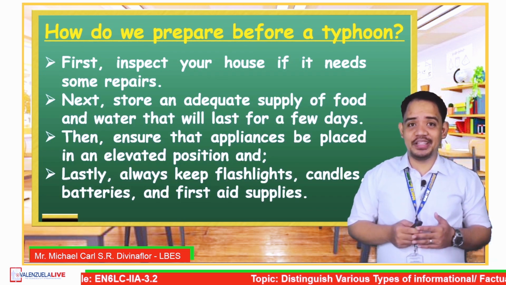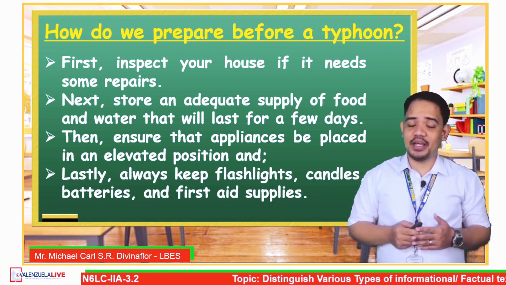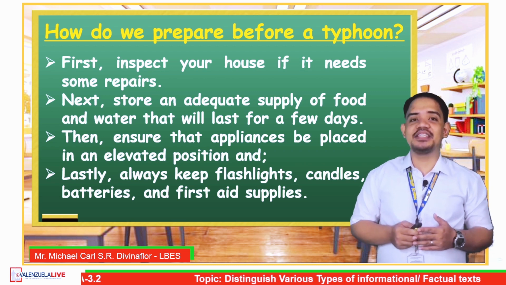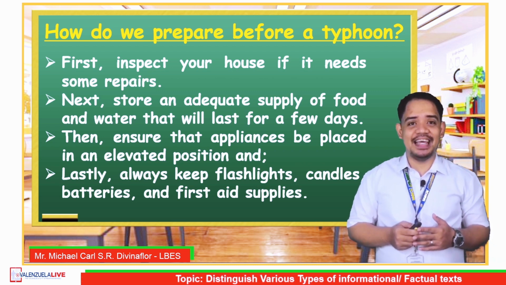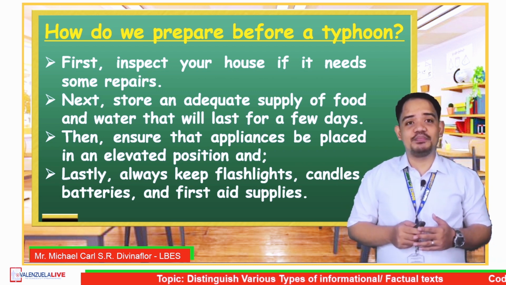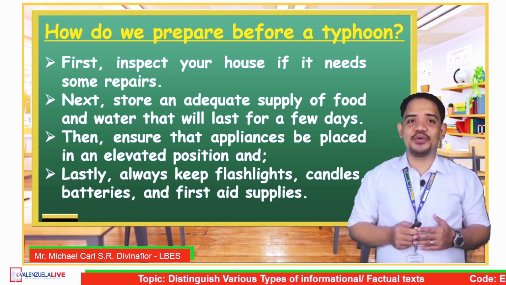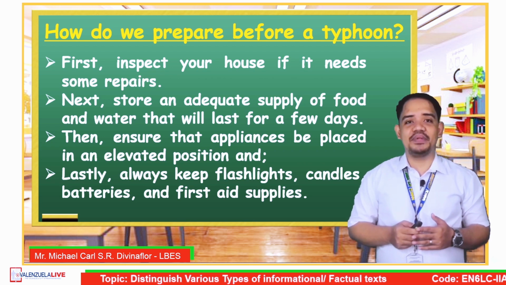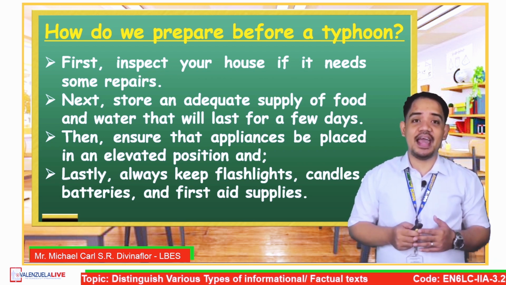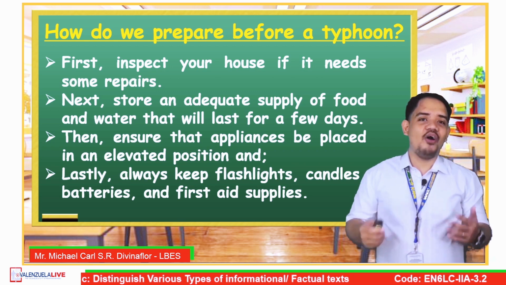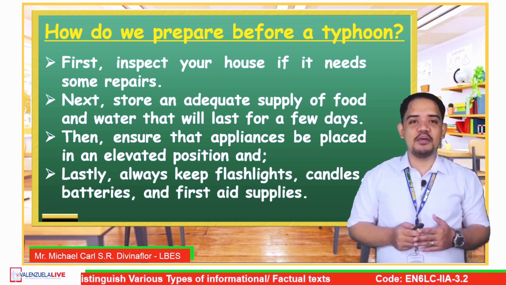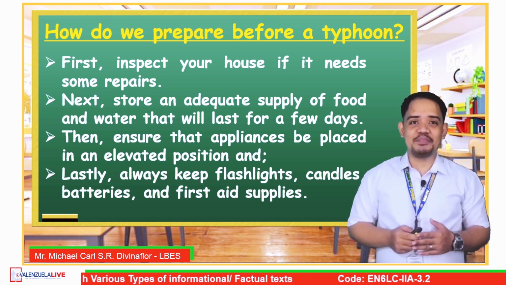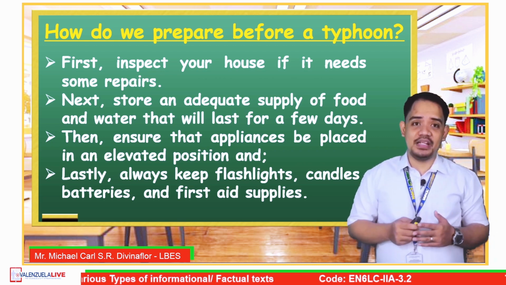So, according to the text, how do we prepare before a typhoon? First, inspect your house if it needs some repairs. Next, store an adequate supply of food and water that will last for a few days. Then, ensure that appliances be placed in an elevated position. And lastly, always keep flashlights, candles, batteries, and first aid supplies. Great! You are now prepared for a typhoon. Keep it up!